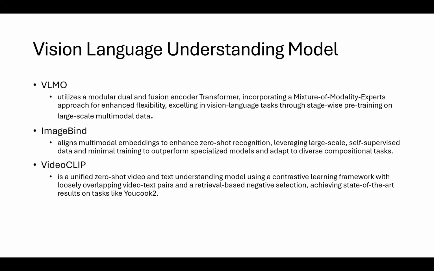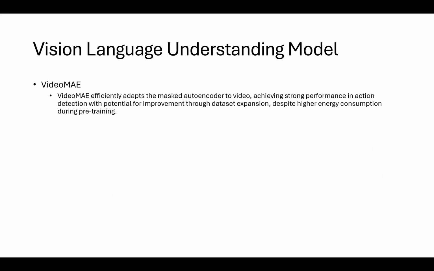Then you have VideoCLIP. VideoCLIP is a unified zero shot video and text understanding model using a contrastive learning framework with loosely overlapping video text pairs and a retrieval based negative selection, achieving state-of-the-art results on tasks like YouCook2. This is basically a dataset, one of the benchmark datasets on which all the models were tested. And then you have VideoMAE, which basically uses masked encoded video for doing everything.